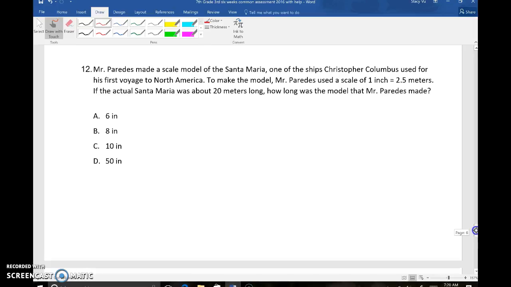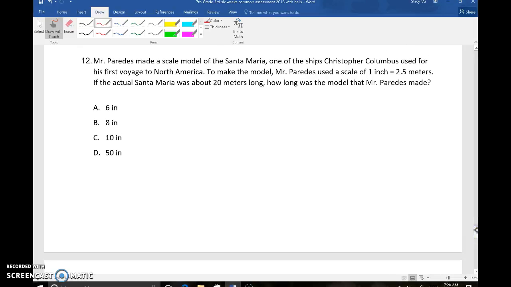Number 12. Mr. Paredes made a scale model of the Santa Maria, one of the ships that Christopher Columbus used for his first voyage to North America. To make the model, he used a scale of 1 inch equals 2.5 meters. If the actual Santa Maria was 20 meters long, how long was the model?